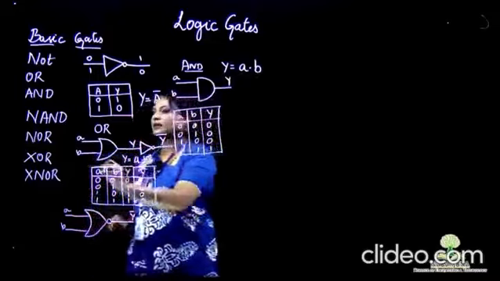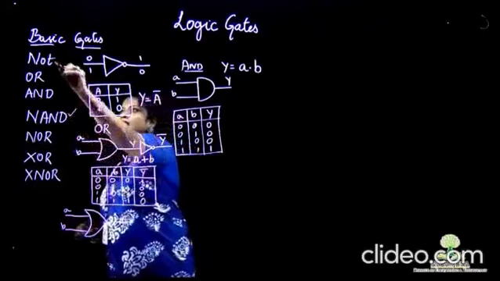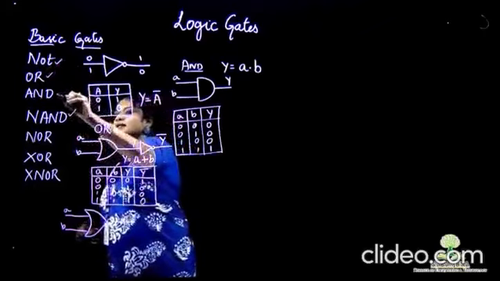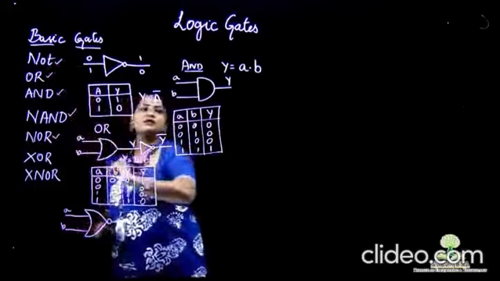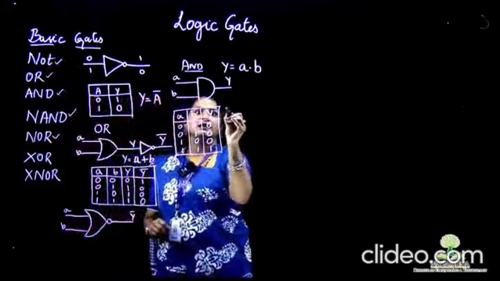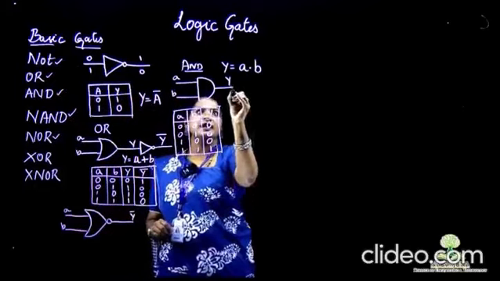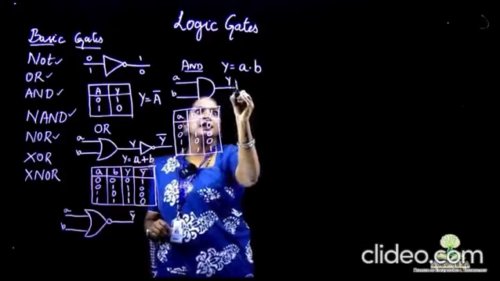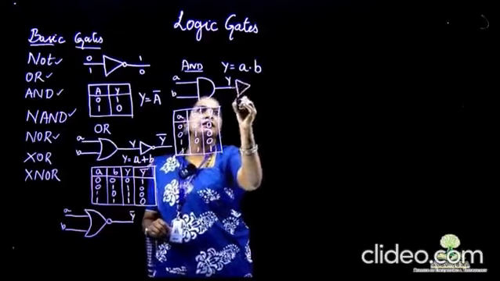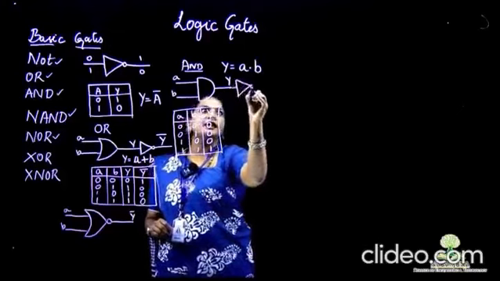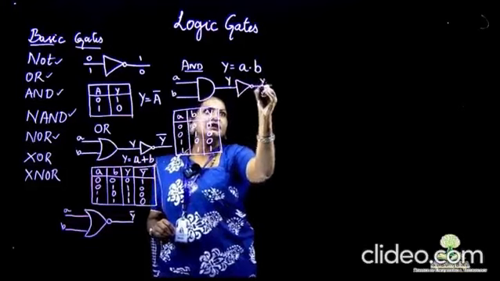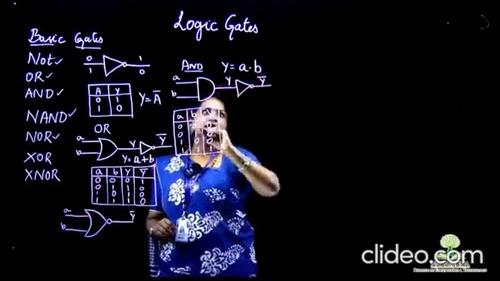So let's discuss the NAND gate, which is just the inverse of the AND gate. That is, it is the extension of the AND gate where you are just adding a NOT gate to the output of the AND gate, which will invert the AND gate output.